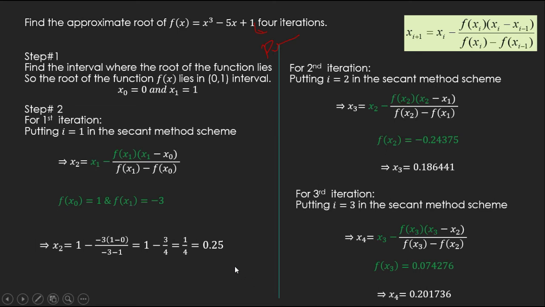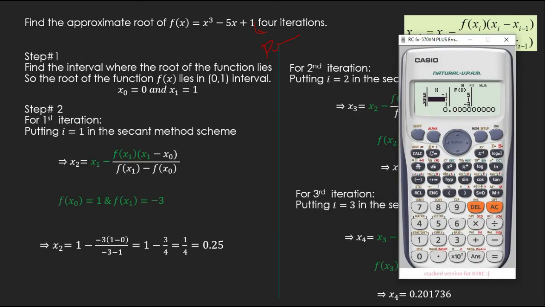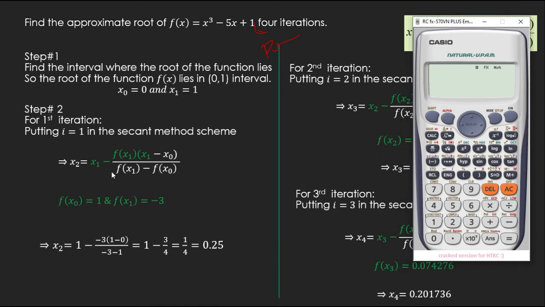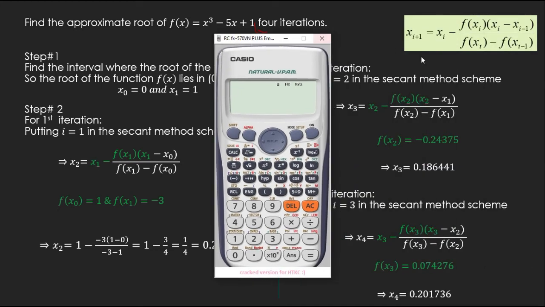Let us see how to find the roots of the function using calculator coding. First you need to press the mode button, then press one button, then you need to write this scheme in your calculator. So how to write this scheme in your calculator? Here we have two guesses. The first guess is xi and the second guess is xi minus 1.